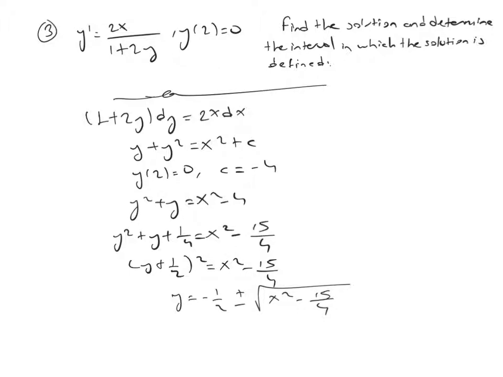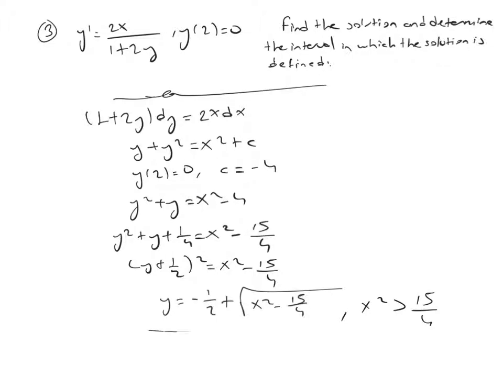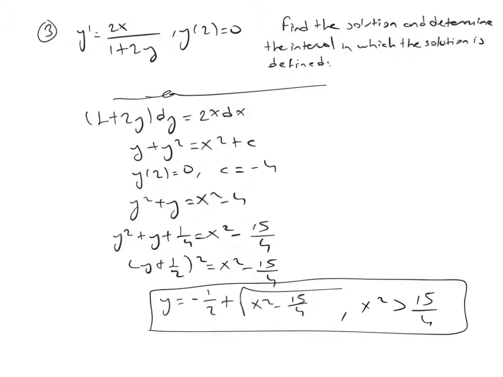So let's correct the solution. y is equal to minus half plus square root of x squared minus 15 over 4. And this value must be bigger than 0, so we must add this to the solution: x squared is bigger than 15 over 4. And this is the solution of our problem.